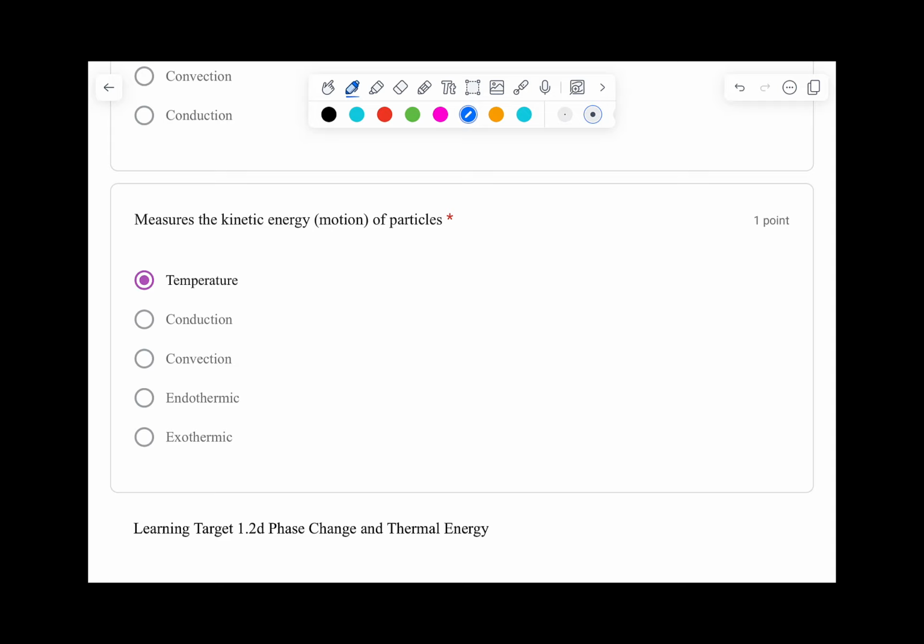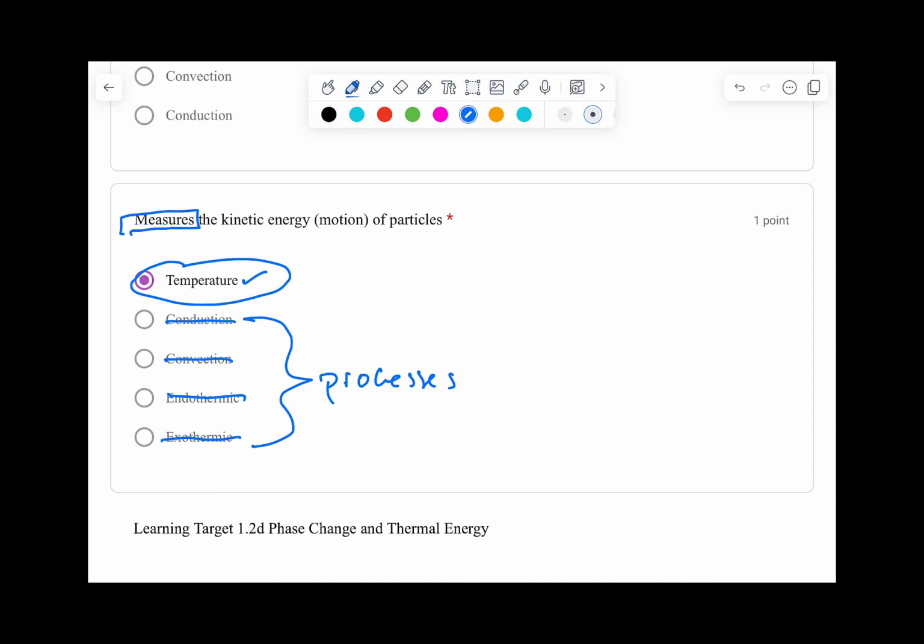Next, measures the kinetic energy or motion of particles. And again, this is another vocabulary word, so we're looking for something that is a measurement. None of these other ones, conduction, convection, endothermic, or exothermic, none of those are actually measurements. These are all processes. The only measurement in the group is temperature, so you should have chosen temperature as your answer. And again, you guys, just by definition, temperature is us measuring the motion of the particles in the substance.